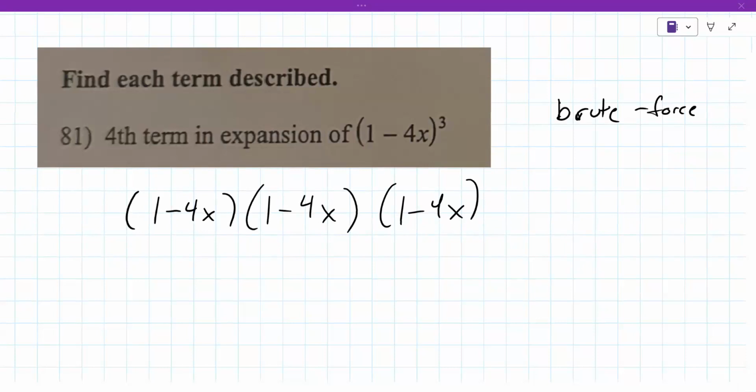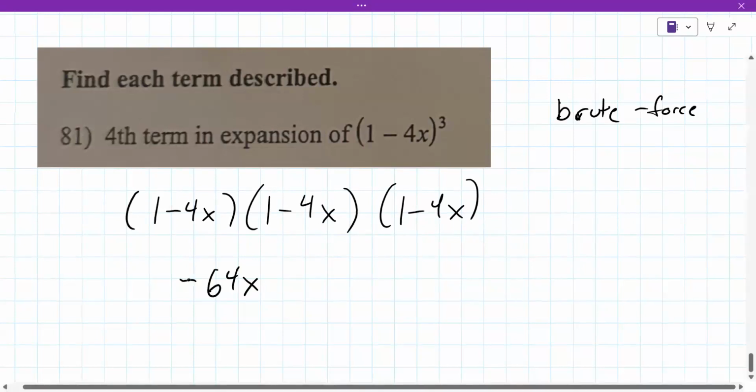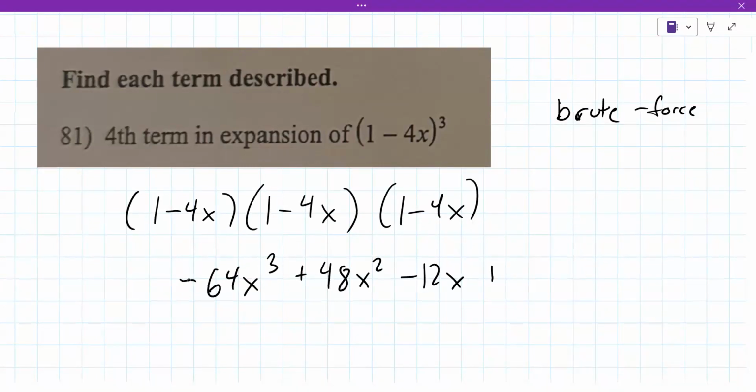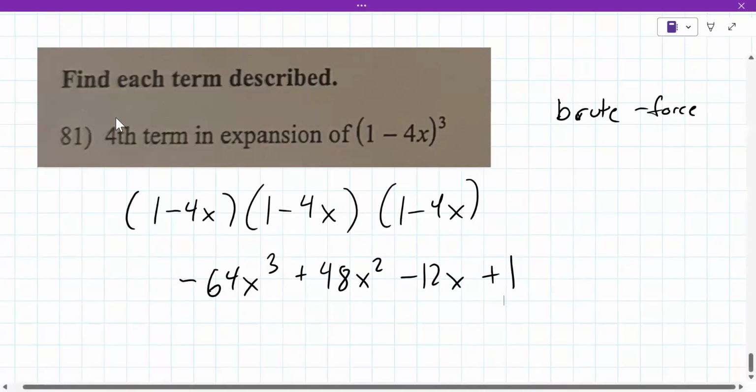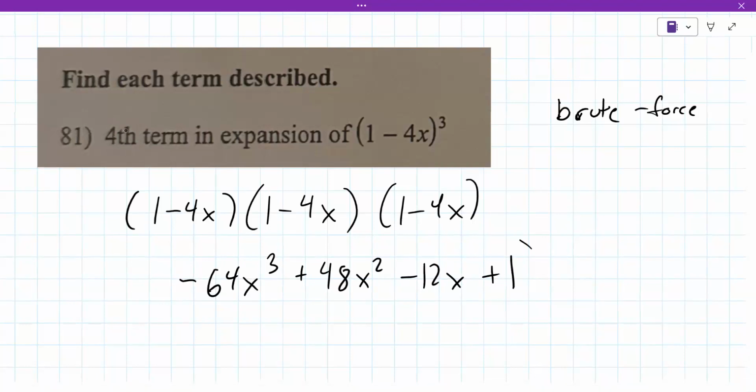What this question is really asking is, can you do this without finding all the terms? And that's where you have to decide, am I really going to multiply this out? Like this is minus 64x cubed plus 48x squared minus 12x plus 1, because it only wants the fourth term. It only wants the last term here.